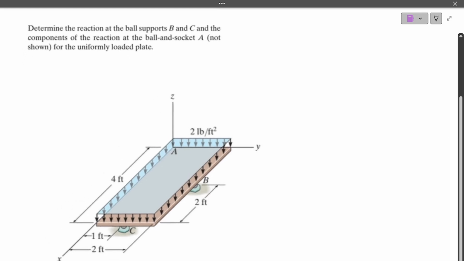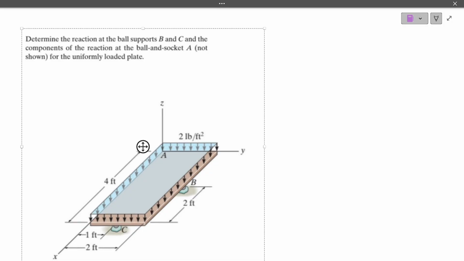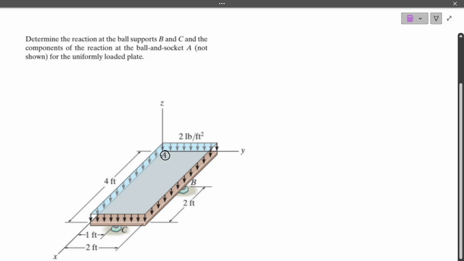So this problem is a slab that's uniformly loaded, and we have a ball connection at B and C, and at A there's a pin connection. So a 3D pin connection, we call it a ball and socket. There's a ball here and the socket. It resists movement in all the directions, X, Y, and Z.